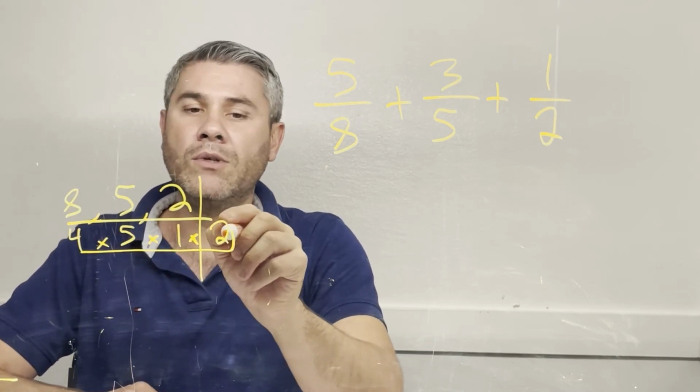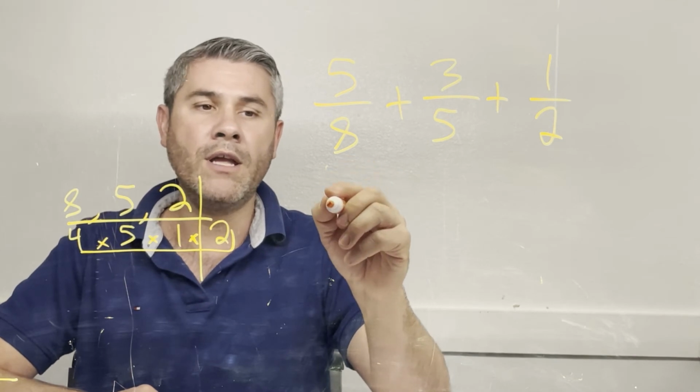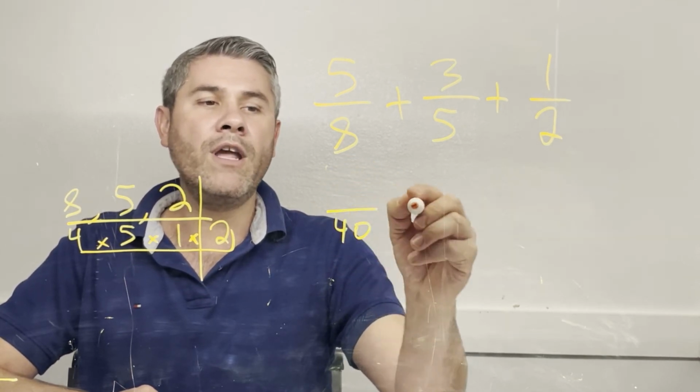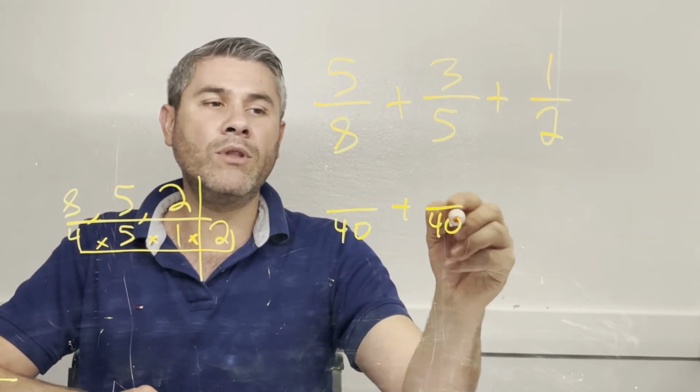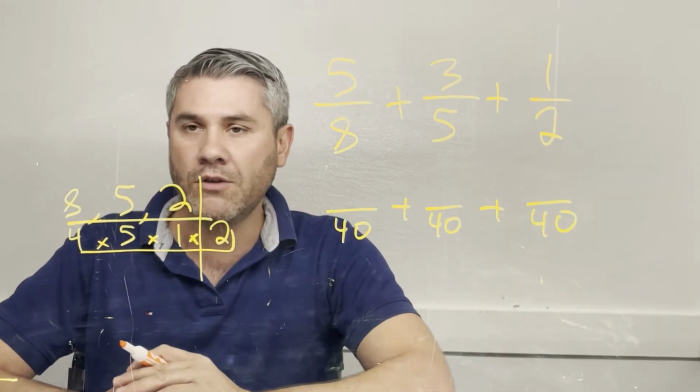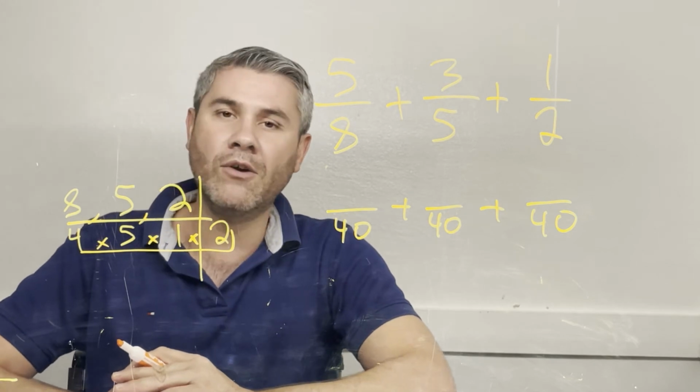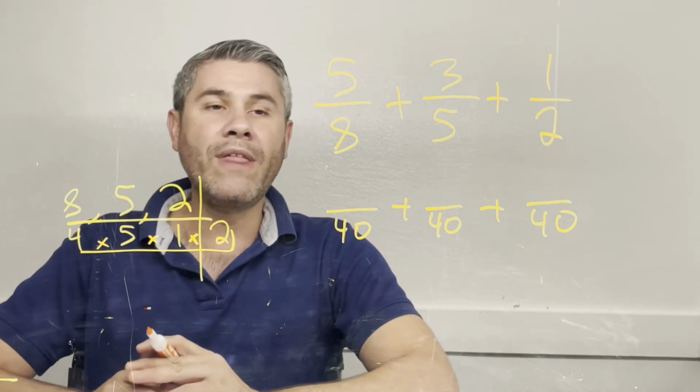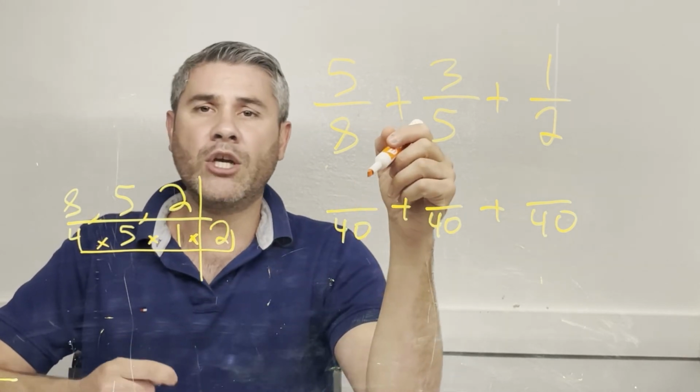So here, 5 times 2 is 10. 10 times 4 would be 40. What does that mean? That 40 would be our LCM between the relationship of 8, 5, and 2. 8 goes into 40, 5 goes into 40, and 2 goes into 40 as well. What do we do with that number? We're going to change equivalent fractions.